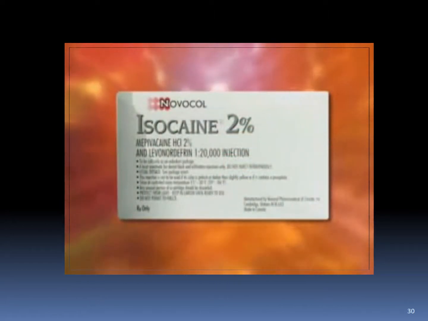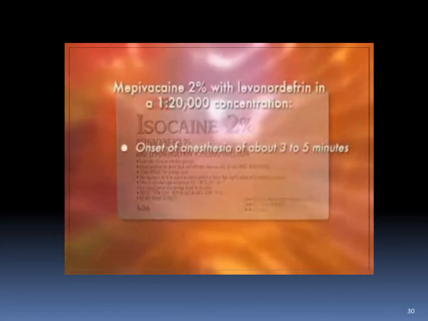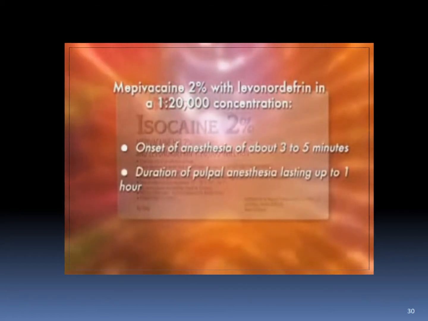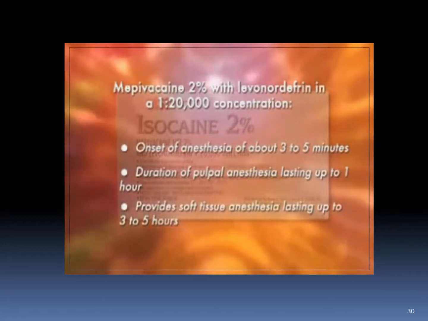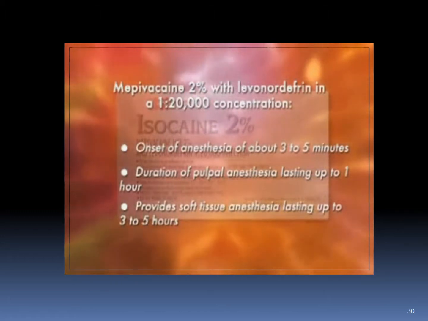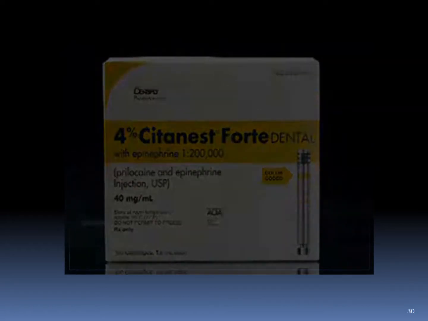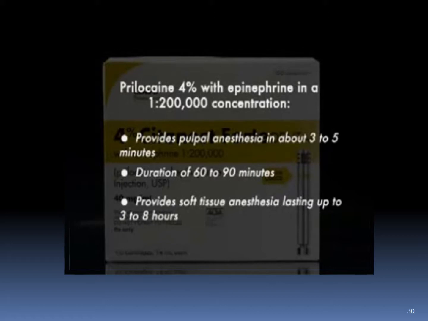Mepivacaine 2% with levonordefrin in a 1 in 20,000 concentration has an onset of anesthesia of approximately 3 to 5 minutes with a duration of pulpal anesthesia lasting for 1 hour with soft tissue anesthesia for approximately 3 to 5 hours. With epinephrine, Prilocaine provides pulpal anesthesia within 3 to 5 minutes with a duration of approximately 60 to 90 minutes and soft tissue anesthesia lasting anywhere from 3 to 8 hours.